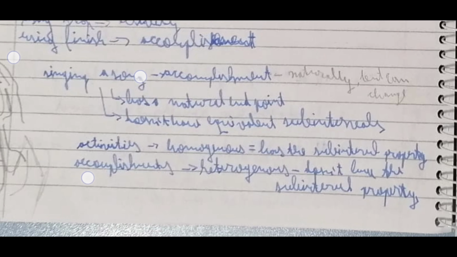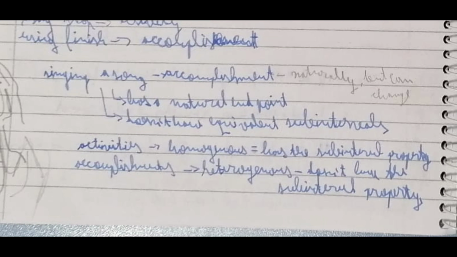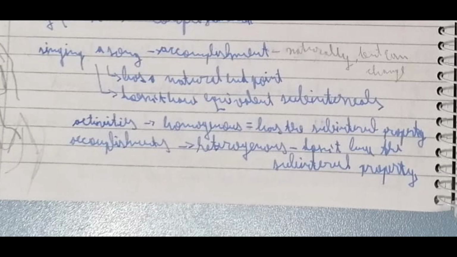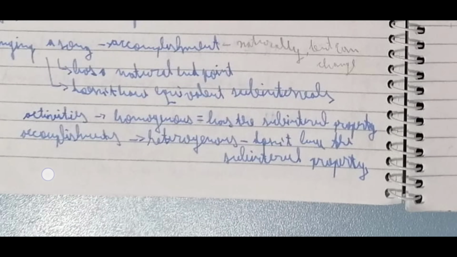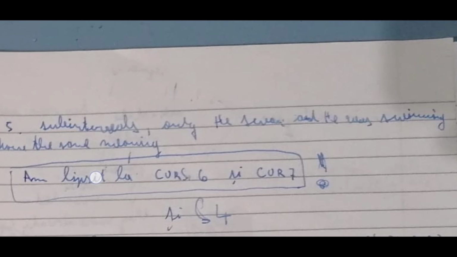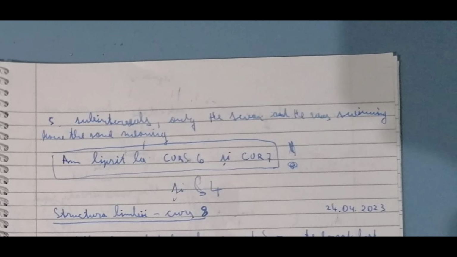Doesn't have equivalent subintervals. Activity is homogeneous. Has the subinterval property. Accomplishment heterogeneous. Doesn't have the subinterval property. Next subintervals. Only the seventh and he was swimming have the same meaning.